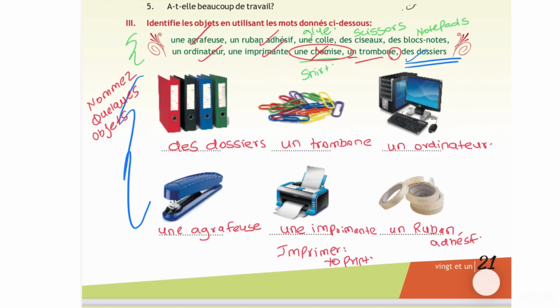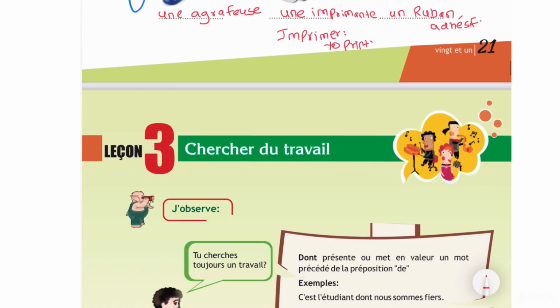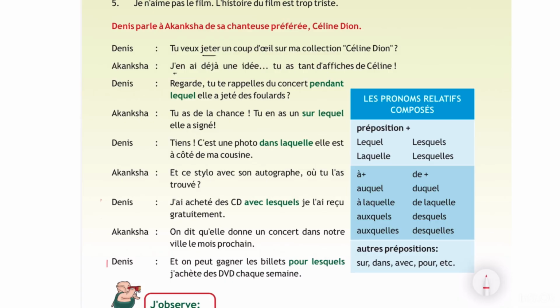objets dans un bureau. Here you will have to memorize the translations, that is, what is each object called in French. Then you should also know at least 3 to 4 names when you have a question like this. So now we're going to move on to our next text.